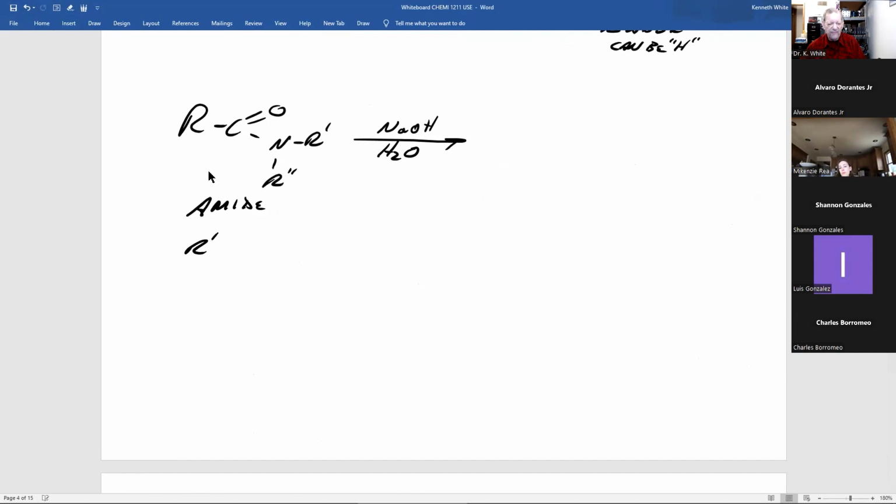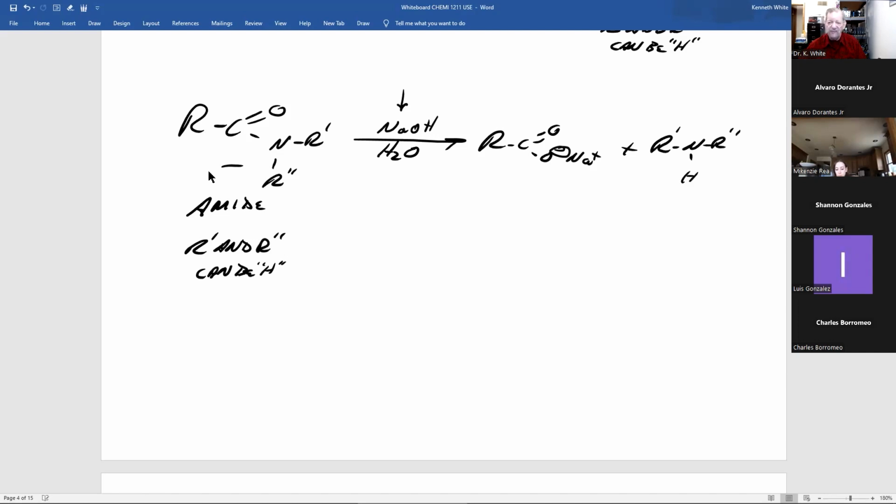Remember, R prime and R double prime can be one, both, or none hydrogen. Now, you don't get back the carboxylic acid you would have used to make this amide. Why? Because the carboxylic acid in the presence of base forms the carboxylate anion. But you do get the amine you would have used to make that, because amines don't react with base because they're a base too. And that's what you get.